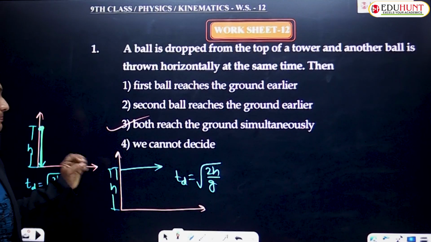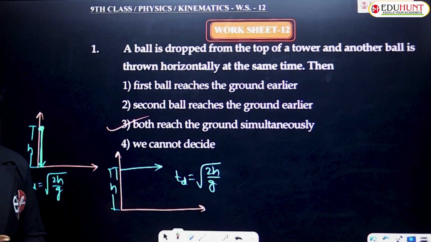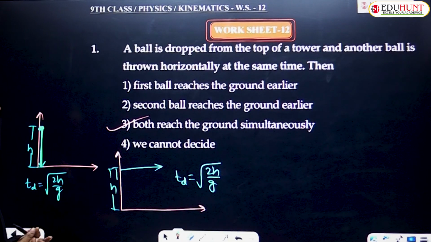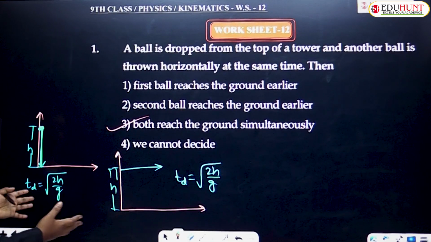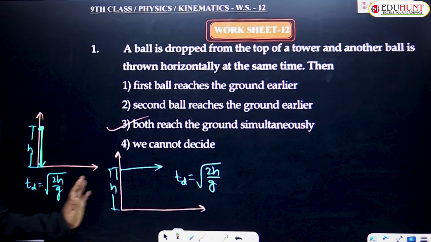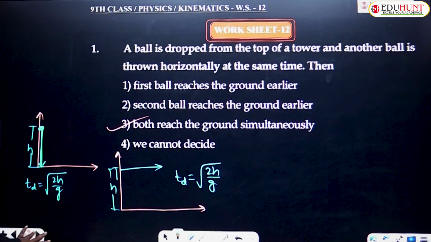The time taken does not depend on the velocity of throw. That means it does not depend upon the initial velocity; it only depends on h and g. In both cases, h is constant, g is also constant, hence both balls reach the ground at the same time. Is that point clear, children? Well, moving to the next question.